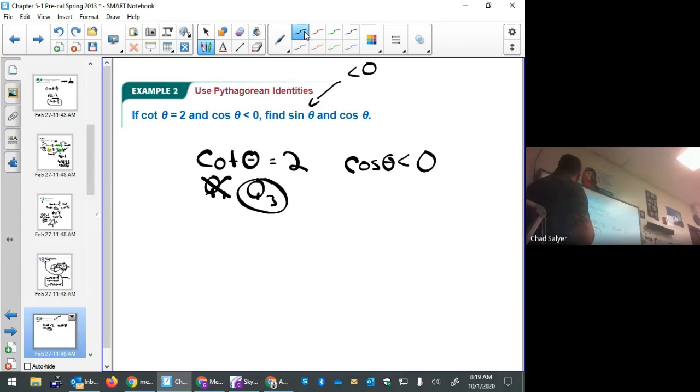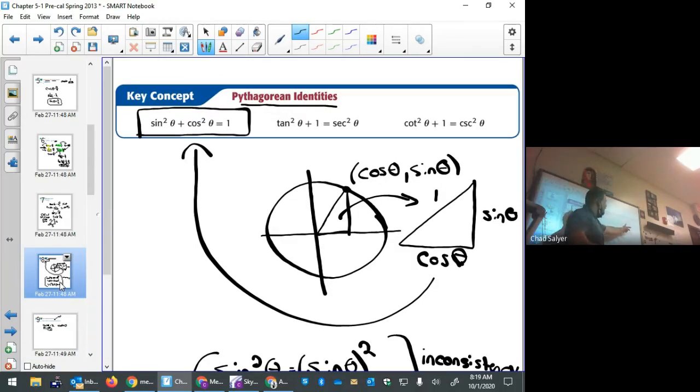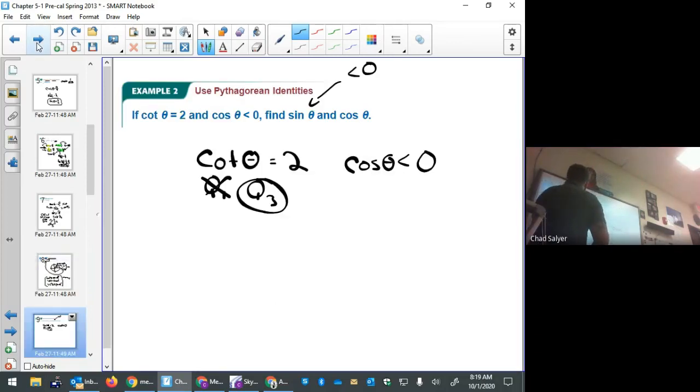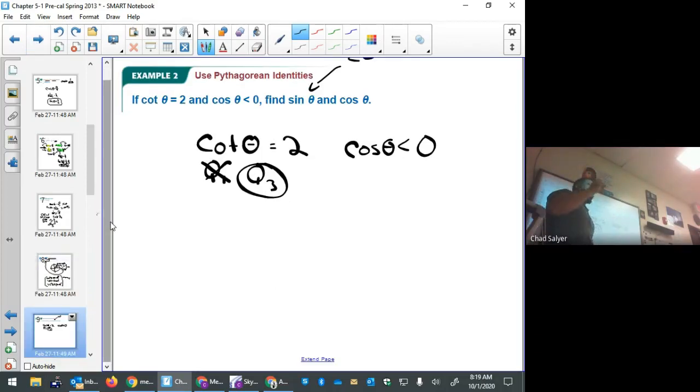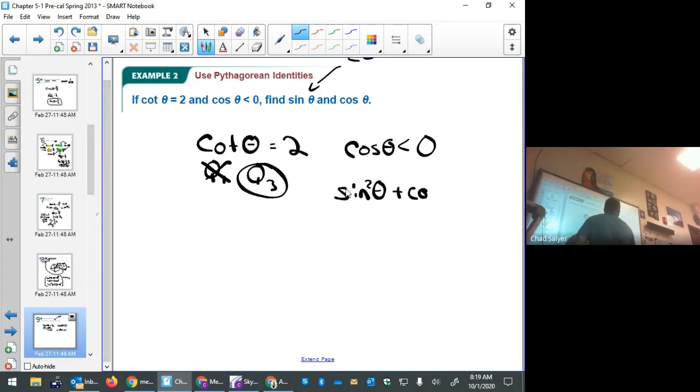So we want a Pythagorean identity that relates to cotangent. And conveniently, they've given us one here. Cotangent squared theta plus 1 equals cosecant squared theta. But what I usually do is take the daddy, which is sine squared theta plus cosine squared theta equals 1. And then I algebraically manipulate this to create whatever I need.